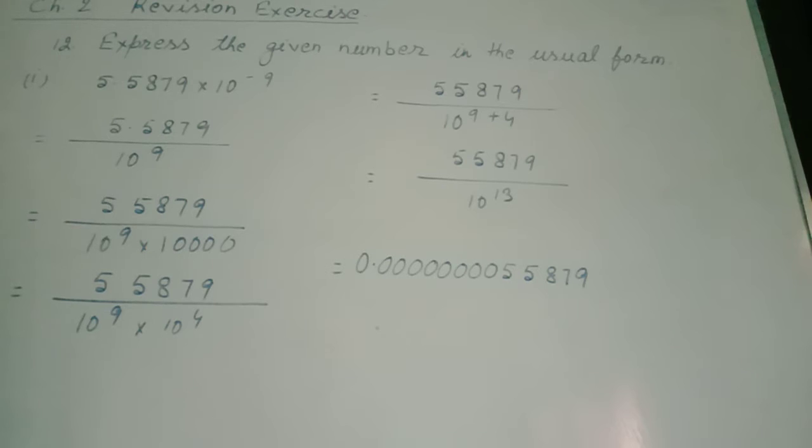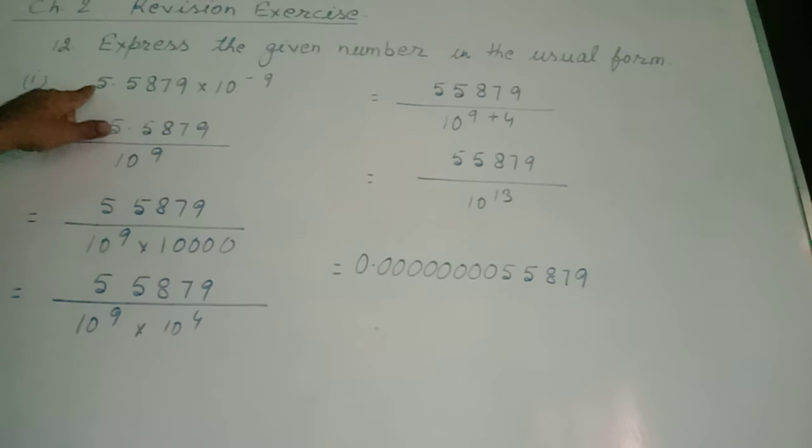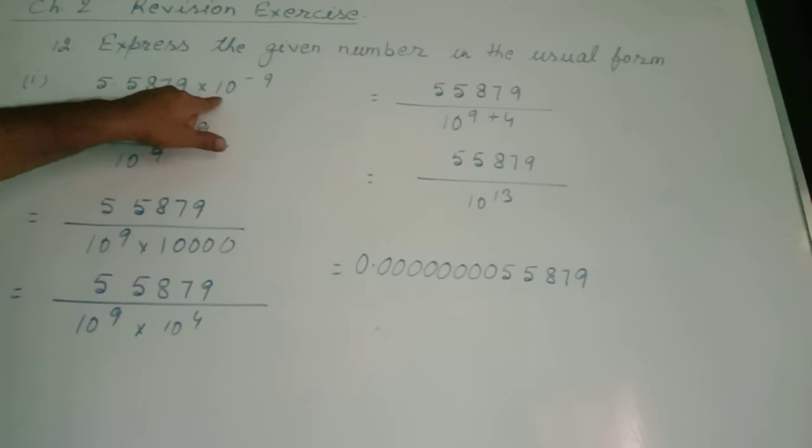In the period of algebra, we are solving chapter 2 revision exercise. Question number 12 states that express the given number in the usual form. The question is 5.5879 into 10 to the power minus 9.